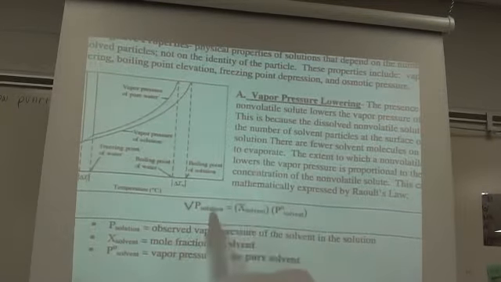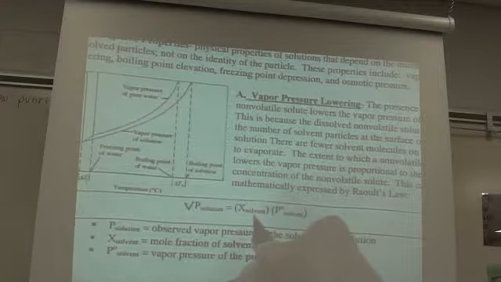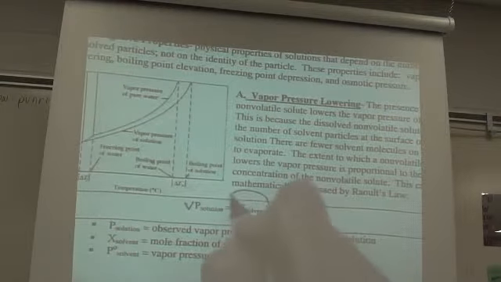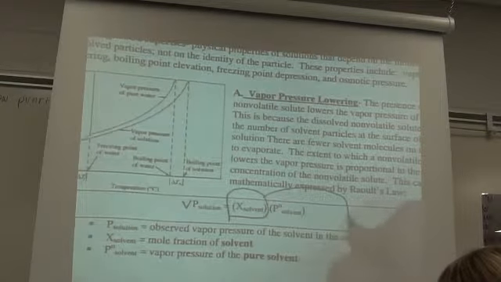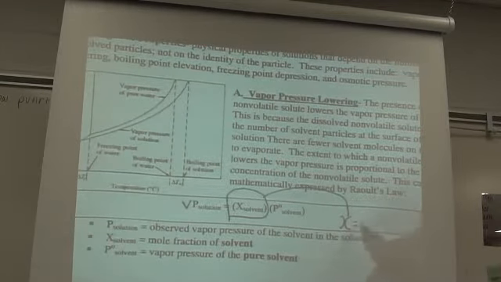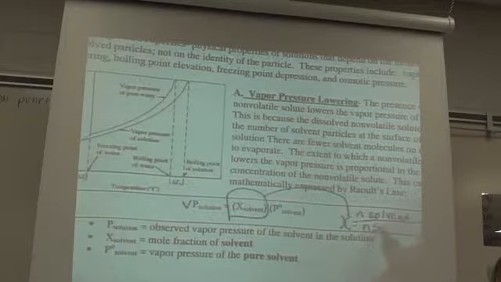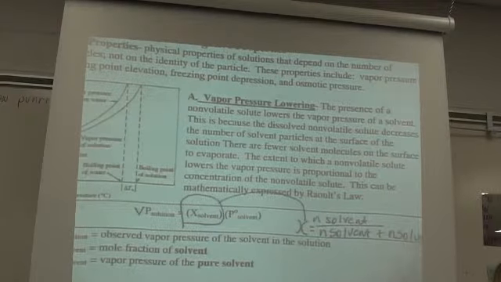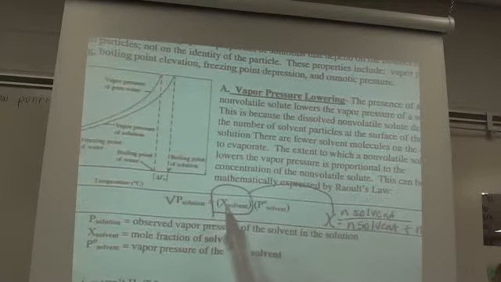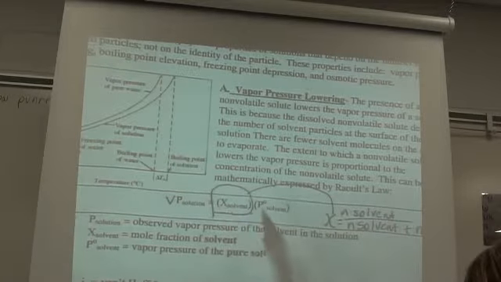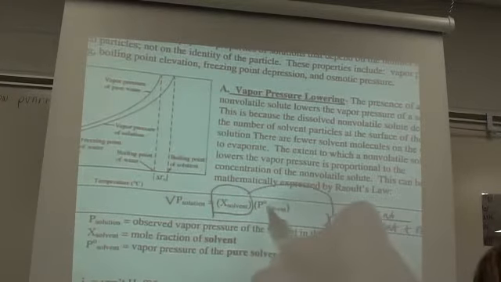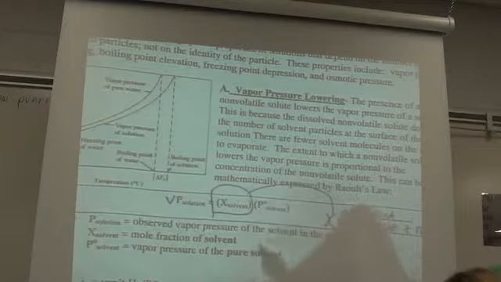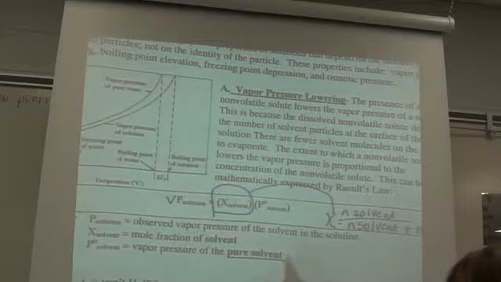The vapor pressure of the solution is equal to the mole fraction of the solvent. Circle that because this is a new thing for you. We're using the mole fraction of the solvent, which you recall is the moles of the solvent over the moles of the solvent plus the solute, times the vapor pressure of the pure solvent. P naught is the vapor pressure of the pure solvent.